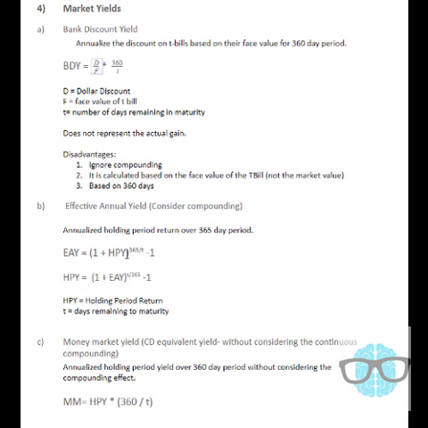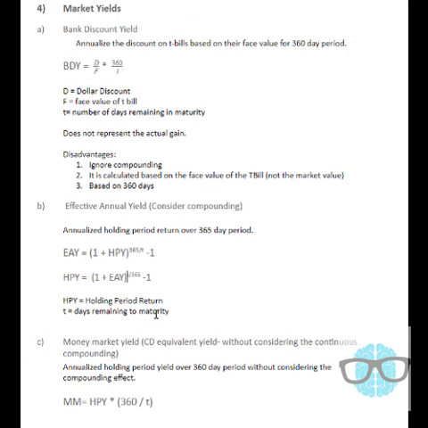We are just taking 1 plus HPY to the power 365 divided by t, the days remaining to maturity, minus 1. By taking the power of 365 by t, we are actually compounding the return to the entire annual period, and that's how we calculate it. We can always calculate back HPY from EAY by just rearranging this equation, which you can see.